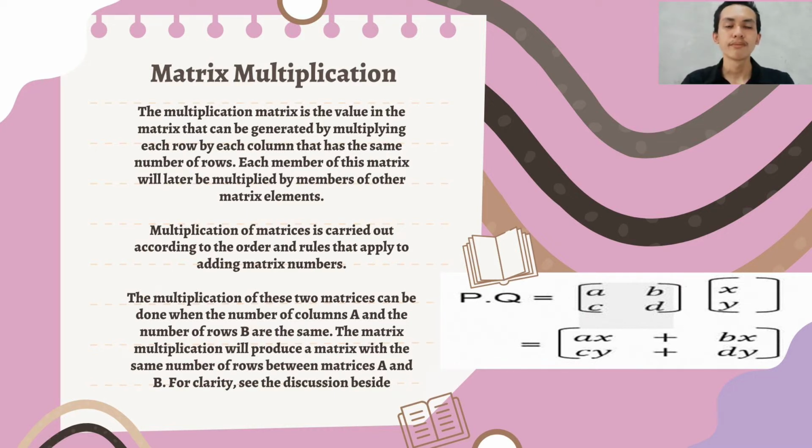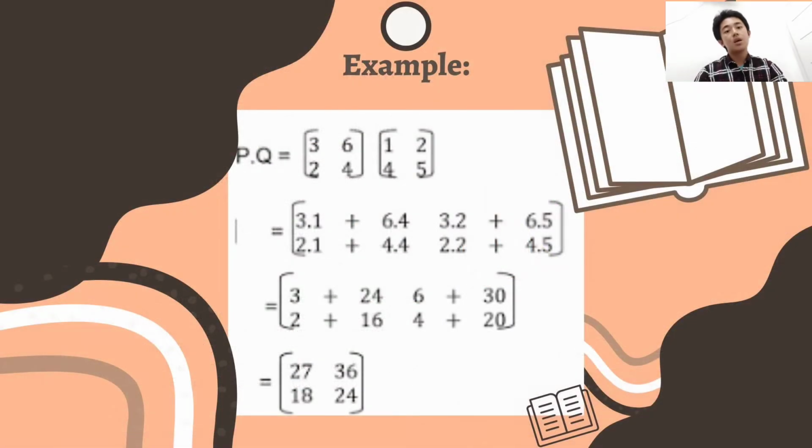A, B, C, D times E, F, G, H equals AE plus BG, and so on, with CE plus DG. So we have an example here, P matrix times Q matrix. P matrix is equal to 3, 6, 2, and 4. Q matrix is 1, 2, 4, 5.